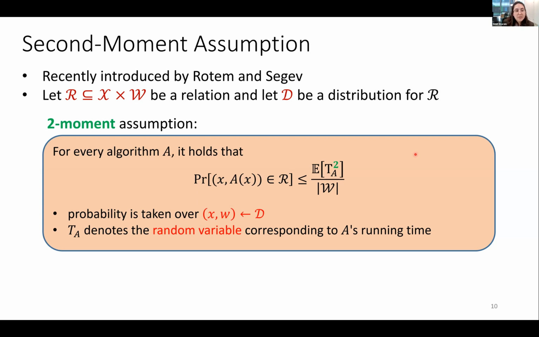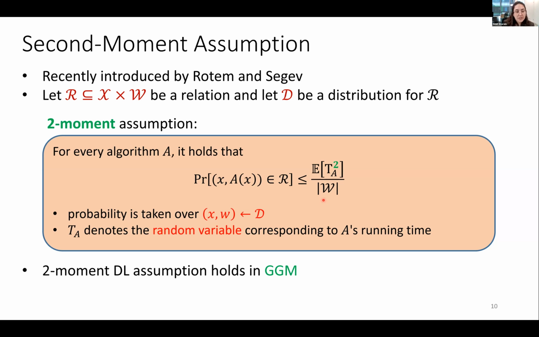The second moment assumption was recently introduced by Rotem and Segev and considers the second moment of the expected running time of the algorithm. Formally, we say that the distribution is second moment hard if for every algorithm A, the probability it succeeds in extracting a witness is bounded by the second moment of its expected running time over the size of the witness space, where now T_A is a random variable instead of a strict parameter. In order to give evidence to support the hardness of the second moment assumption, we showed that it holds for discrete log in the generic group model.